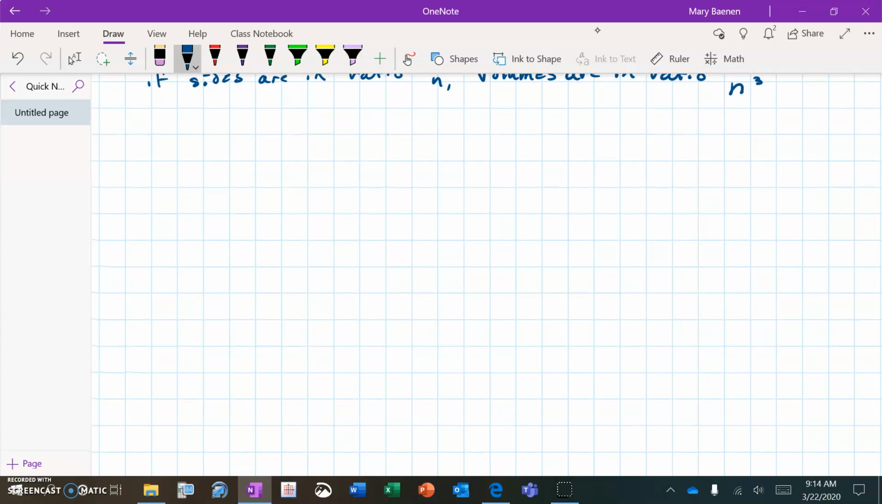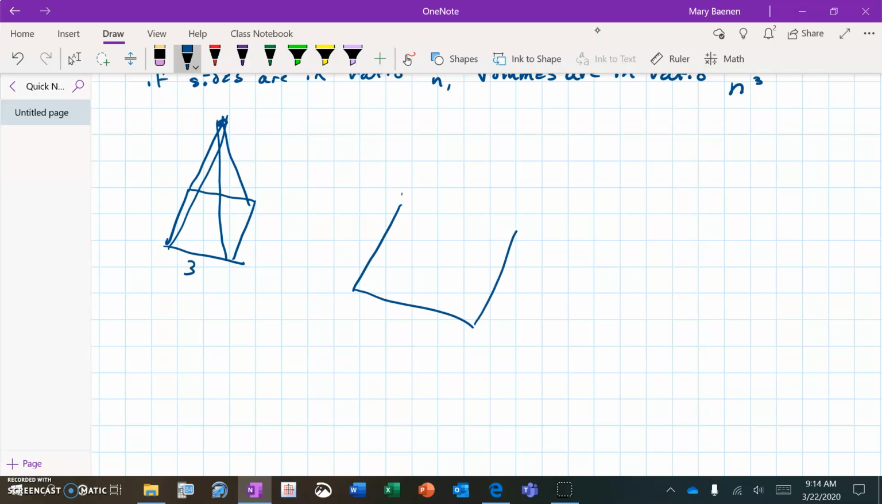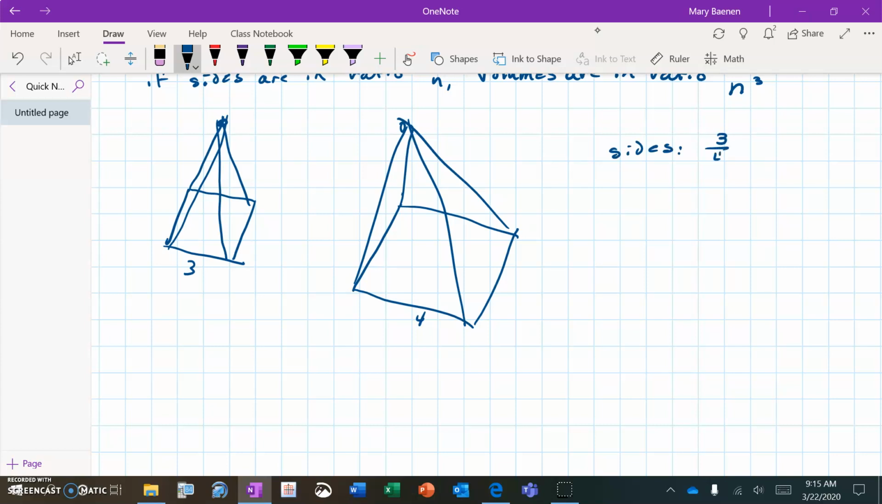Two square pyramids are similar. So they have a square for the bottom, and then they all come up to a peak on the top. Not a great drawing, as usual. The corresponding sides are in the ratio of 3 to 4. So this is 3, and then this one would be a bit bigger. Probably too big, but that's okay. They all come up to one point on the top. So the sides are in the ratio of 3 to 4.